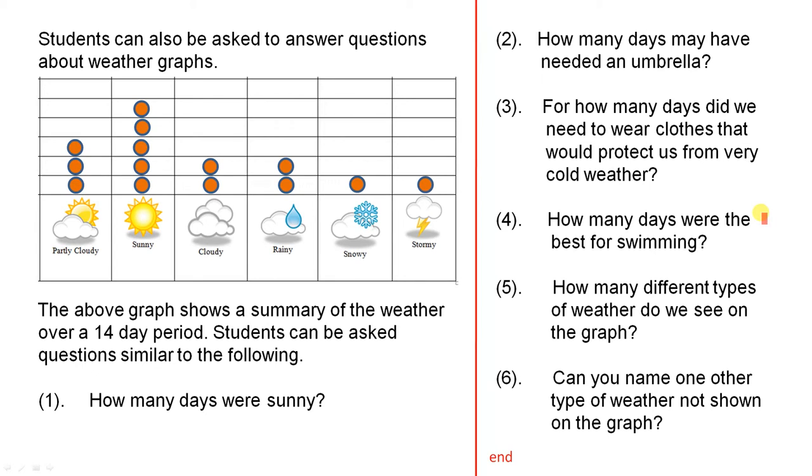How many days were the best for swimming? How many different types of weather do we see on the graph? Can you name one other type of weather not shown on the graph? So it's a very useful topic because students see it very often in newspapers and on television, so they need to know something about it.